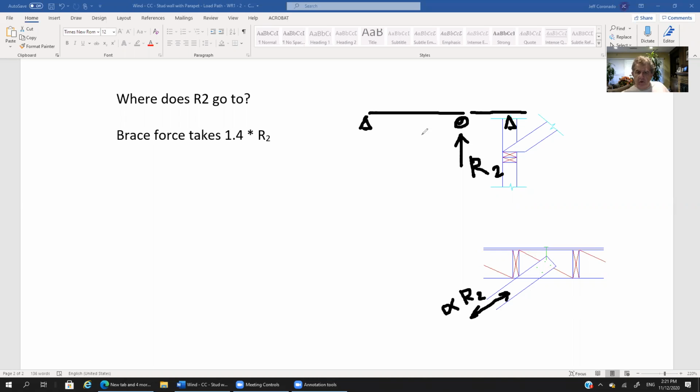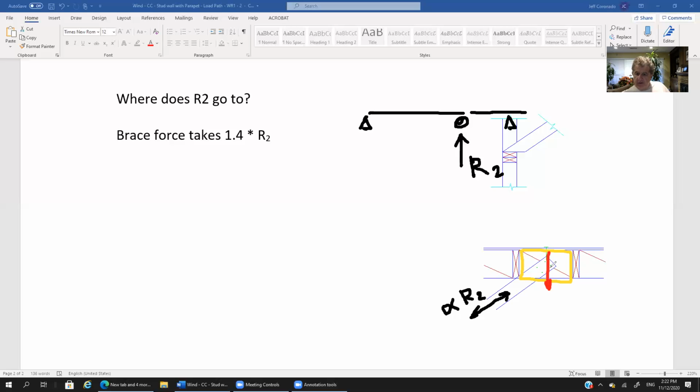In case you don't know, I'm going to use yellow. This element right here, this component, is called a block. If that's not clear to you, send me an email. But that's a block. We're connecting this brace to the block with nails. So you need to make sure that you have provided enough nails that have the capacity to resist the amplified force alpha R2. And that'll get you the force into the brace.